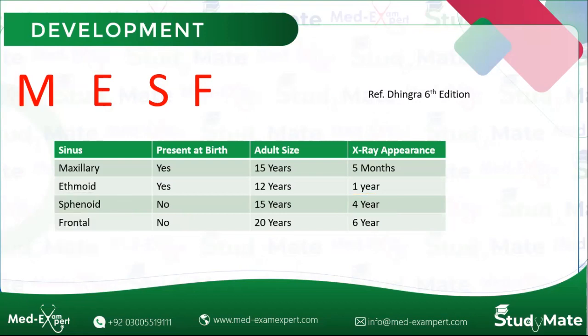The last to start developing is the frontal sinus. It reaches the adult size by the age of 20 years and it appears on X-ray by the age of 6 years. So frontal is the F for frontal and F is for furthest. So frontal is the last to start developing and it is the last to reach the adult size.